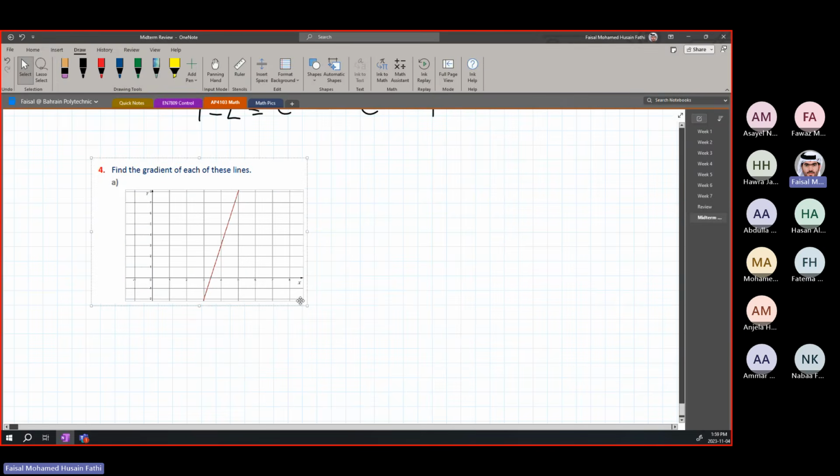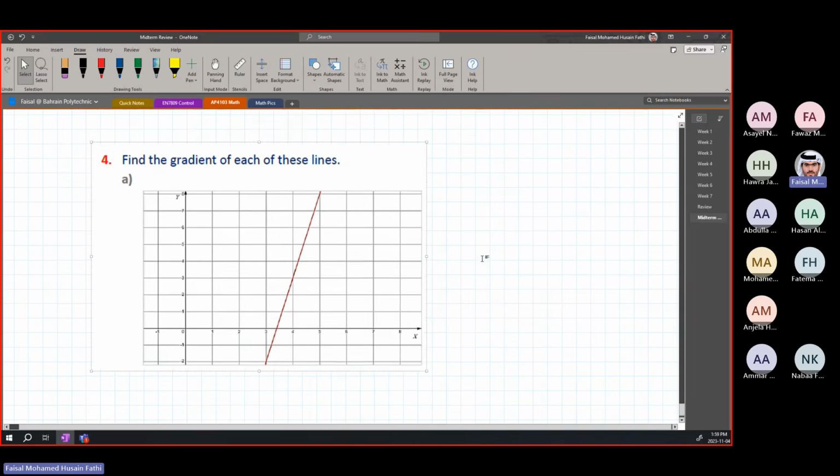Then the time is running out. An hour has passed and I'm still in week 5.